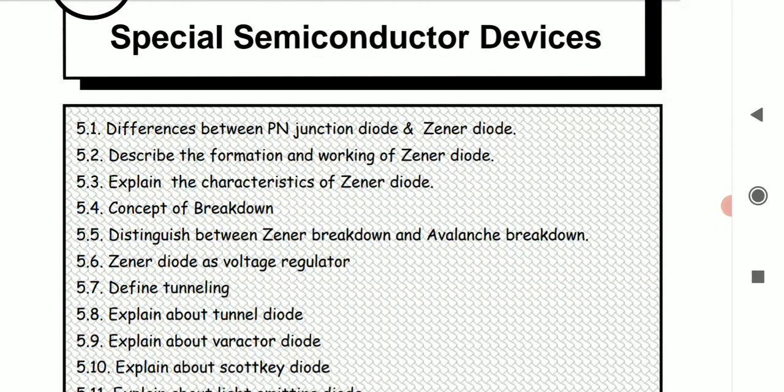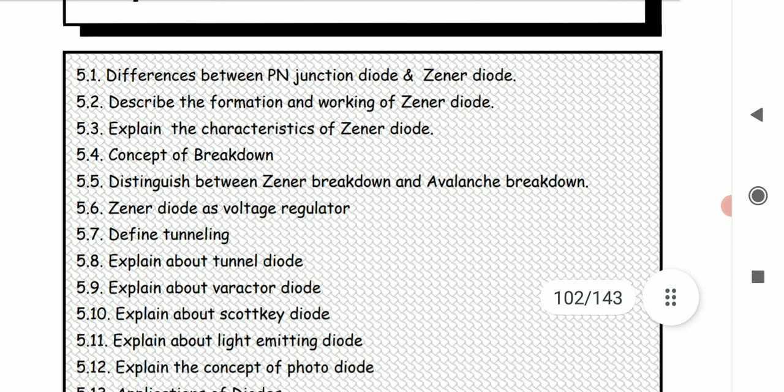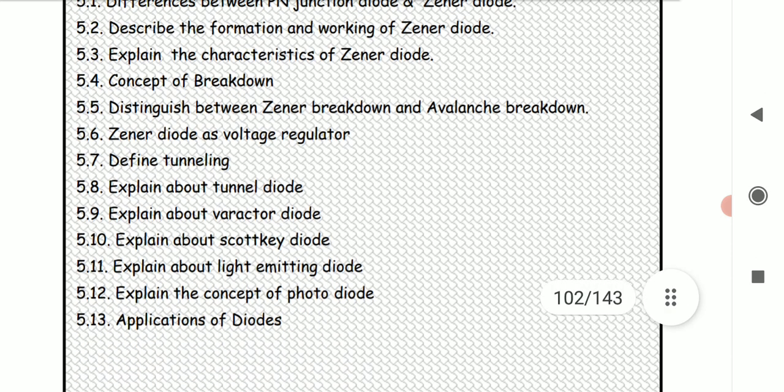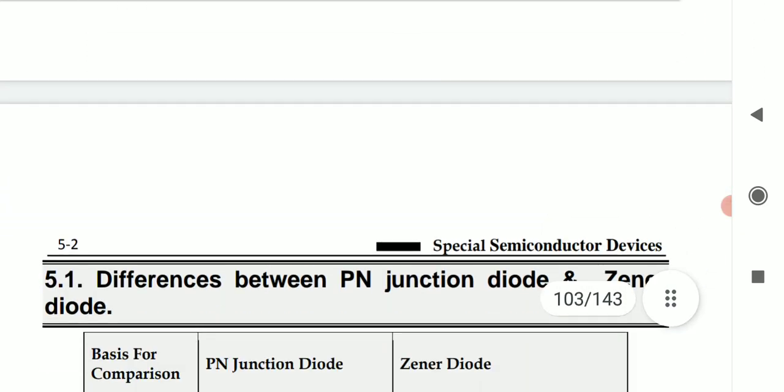Today we are going to discuss a very important and very interesting topic, that is special semiconductor devices. Let us discuss in this unit Zener diode, tunnel diode, varactor diode, Schottky diode and light emitting diode, and also discuss photodiode and its working principles, applications, etc. Okay, in this let us discuss the first topic, that is Zener diode.